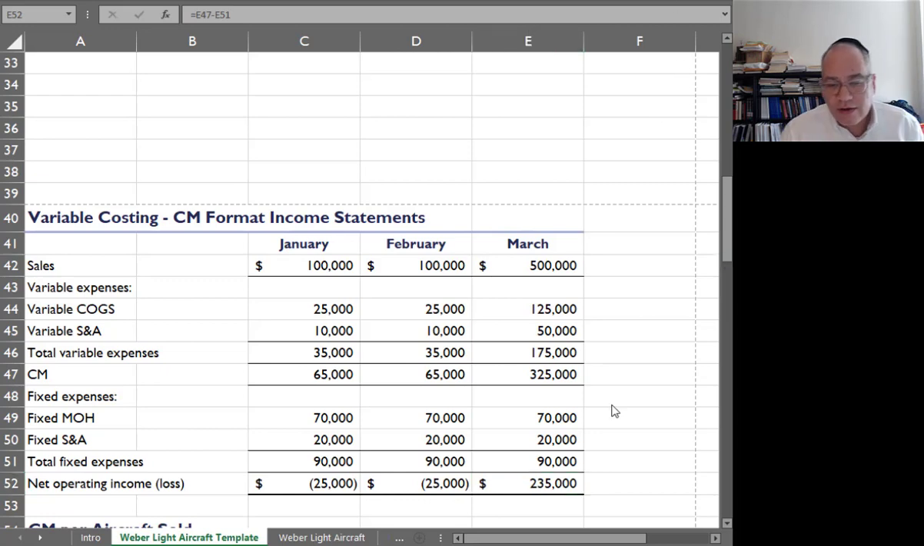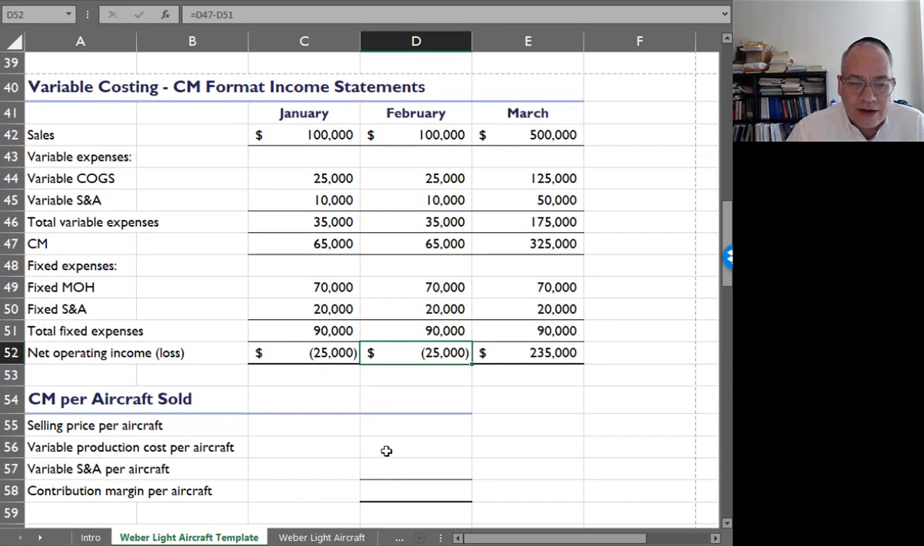So this is already quite troubling because we can see that we're losing money in January and February. Now, let's just look at the contribution margin per aircraft sold. And again, what I'd suggest is that you pause the video before I go over these things. You might want to pause the video and try these things out yourself. Or what you could do is, as you're working through the template, just fill in these items as I fill them out and go over, make sure you know where every number is coming from.